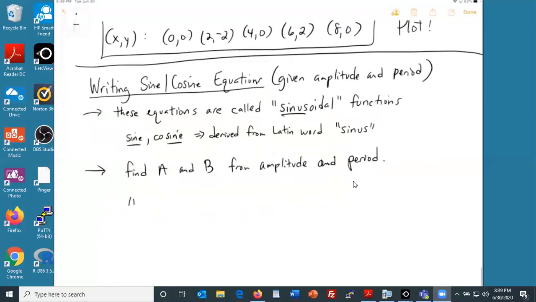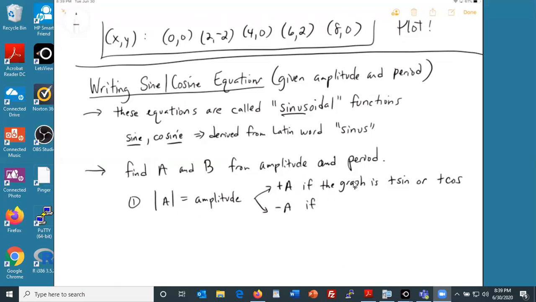So recall that the absolute value of A gives us the amplitude. Remember that we use a positive A if the graph is positive sine or positive cosine, and we use a negative A if the graph is the other, so negative sine or negative cosine.